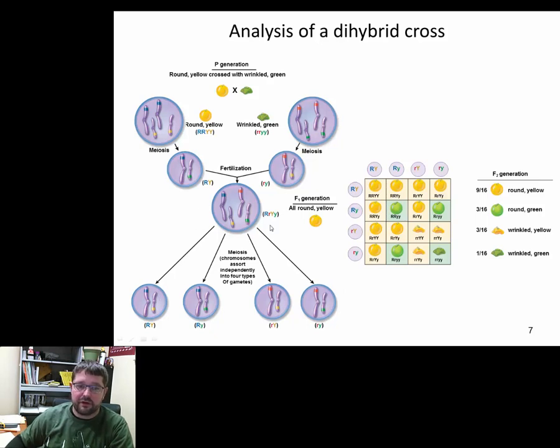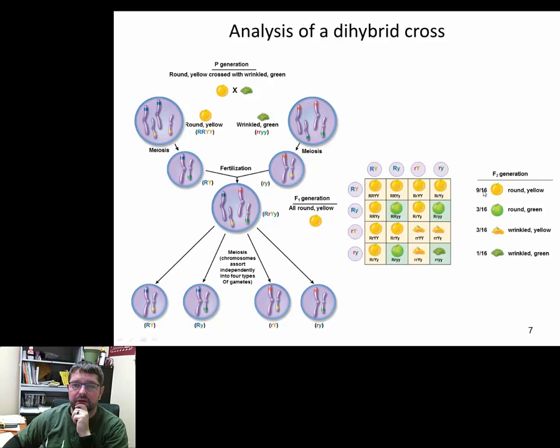So if this is going to be a female plant, these are the possible eggs. If this is going to be a male plant, these are the possible sperm or pollen. Then you can cross these two. So you can cross this generation with itself, and this is what you get. When you cross two heterozygotes in a dihybrid cross, you will get a ratio of 9:3:3:1.